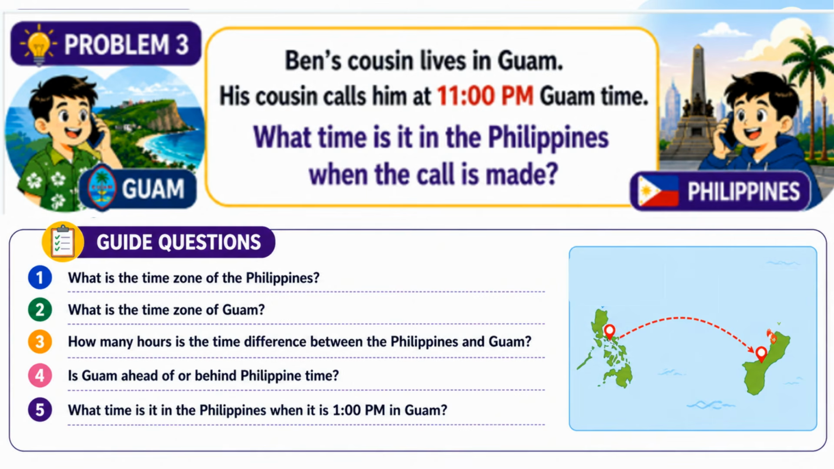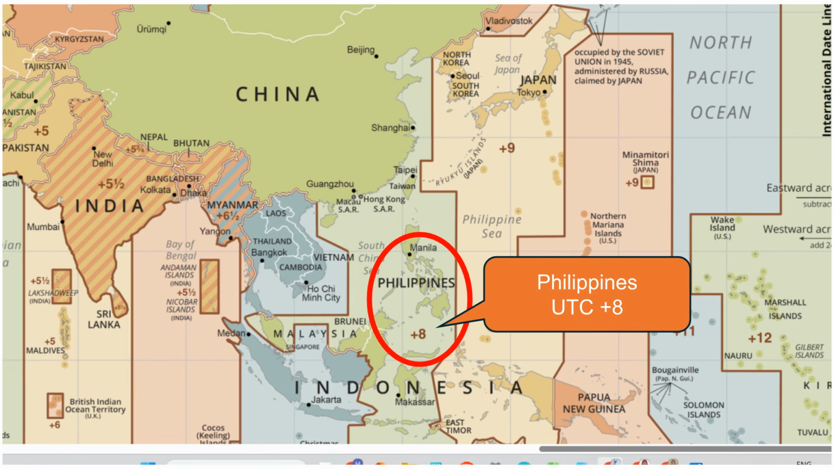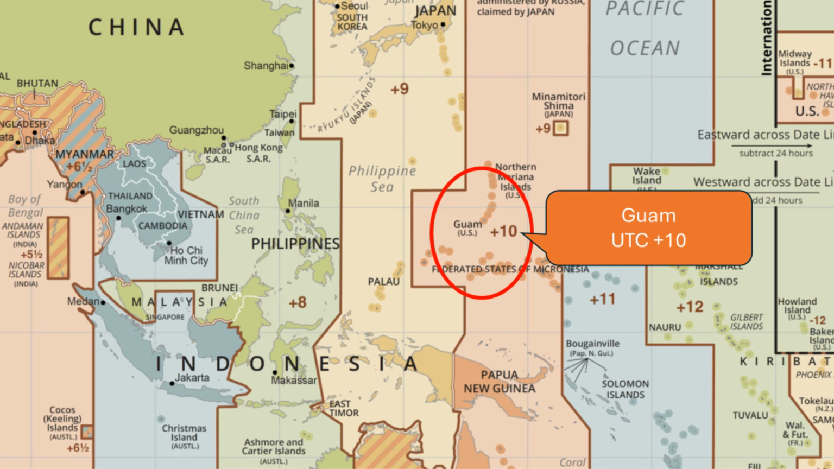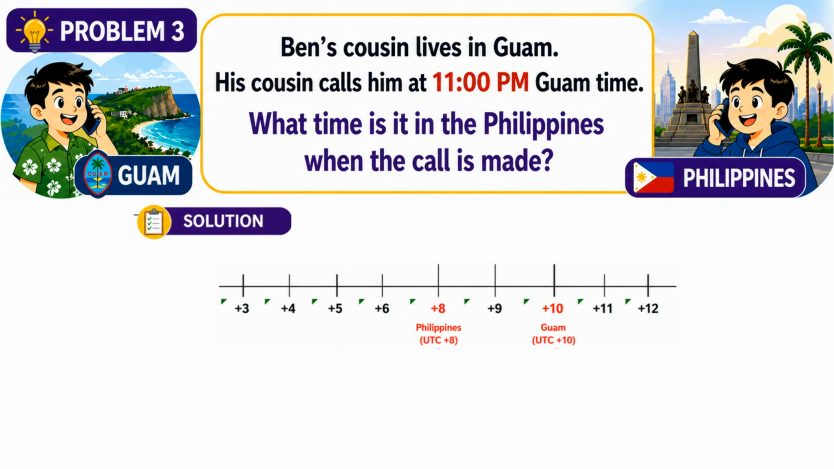Let's solve the problem together. Ben's cousin calls him at 11 p.m. in Guam. We need to find the time in the Philippines. First, let's compare the time zones. The Philippines is UTC +8. Guam is UTC +10. Notice on the number line that Guam is to the right of the Philippines. That means Guam is ahead of the Philippines.